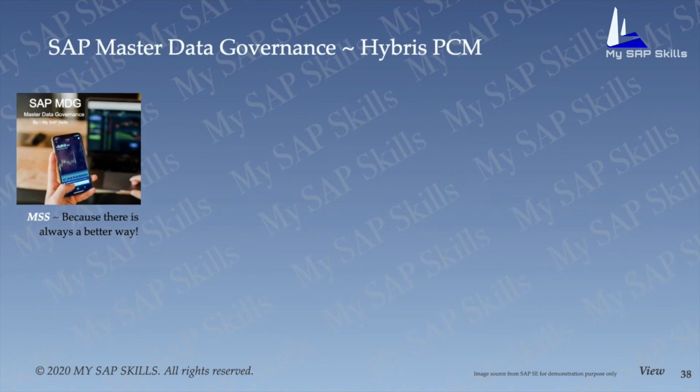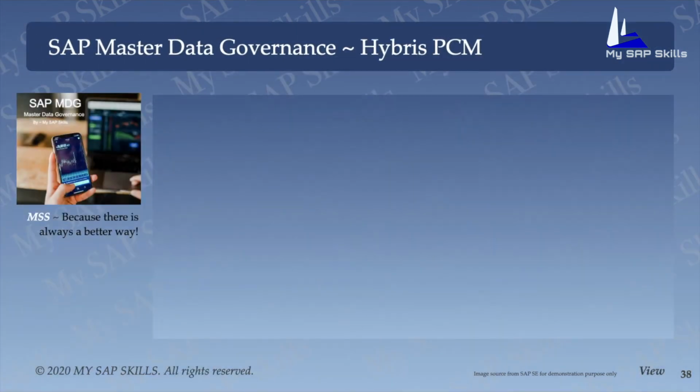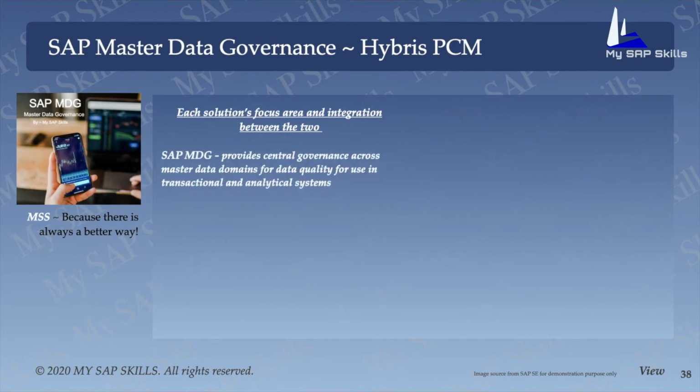Now, let's have a look at the SAP Master Data Governance and Hybris PCM landscape. Here in this landscape, each solution focuses on the integration between the two systems. SAP MDG provides central governance across master data domains for data quality, for use in transactional and analytical systems. Hybris PCM is a product information management, or PIM, application for the product catalog and e-commerce business support.